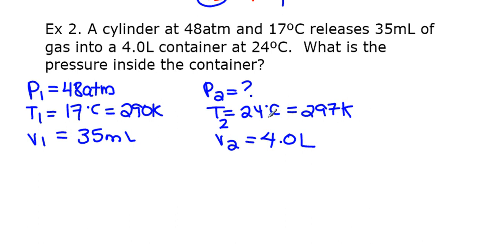We've got our temperature in Kelvin, but here you'll notice our volumes are not in the same unit. Either make them both milliliters or make them both liters. It doesn't matter, but they both have to be the same unit. So I'm going to change this into liters. So 35 milliliters is 0.035 liters. Okay, now I'm ready to solve for P2.